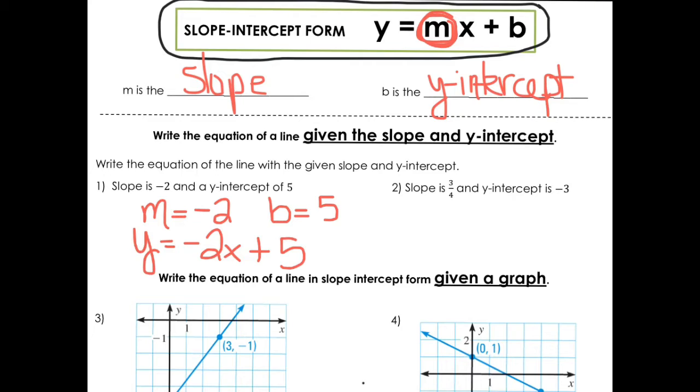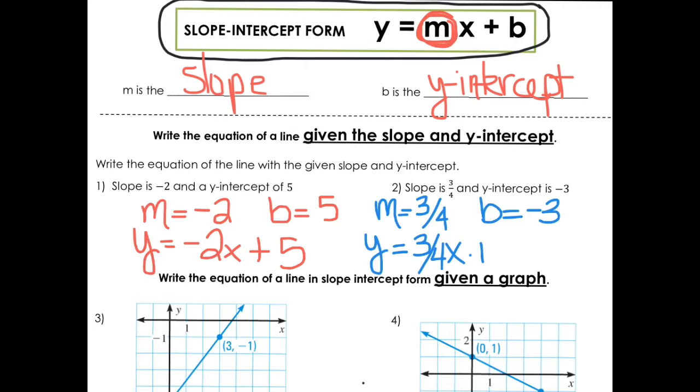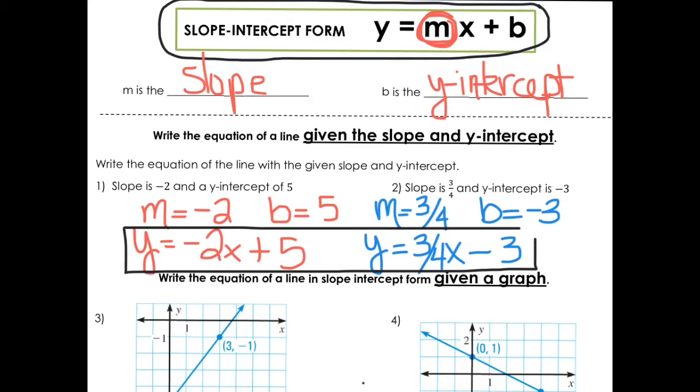Let's try it again. My next equation has a slope of 3/4 and a y-intercept or initial value of negative 3. That is the equation y equals m, replace the m with the number, 3/4, x plus negative 3. Now I caution you with this because remember, we typically don't write plus a negative. Plus a negative is the same thing as minus. So these would be the two equations that you have written given the slope and the y-intercept for a graph.